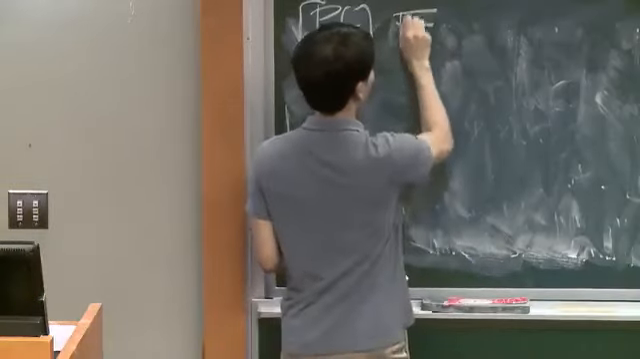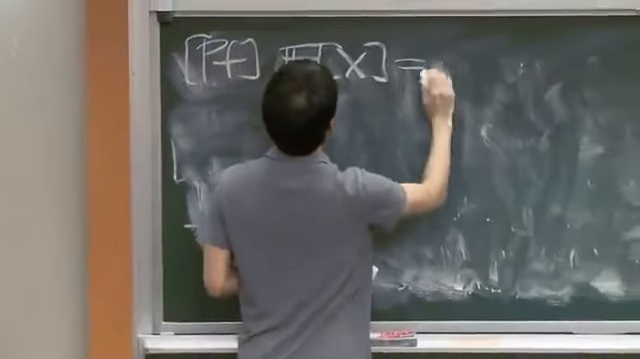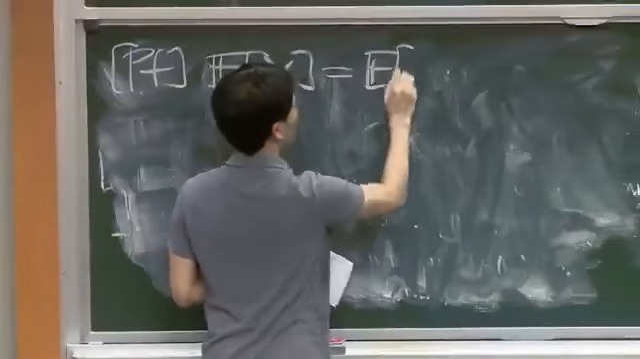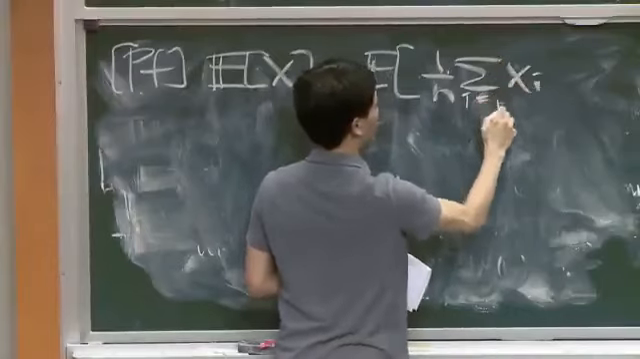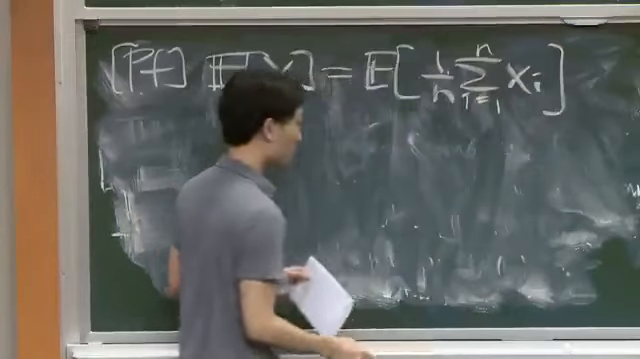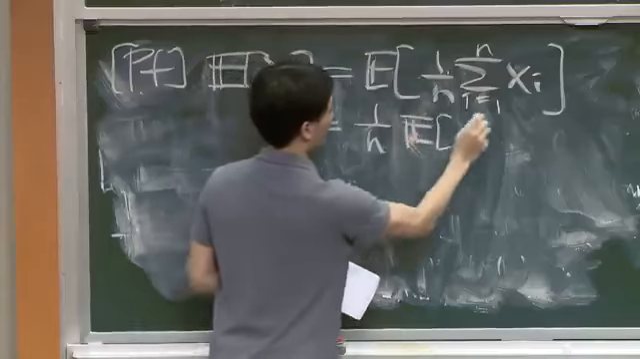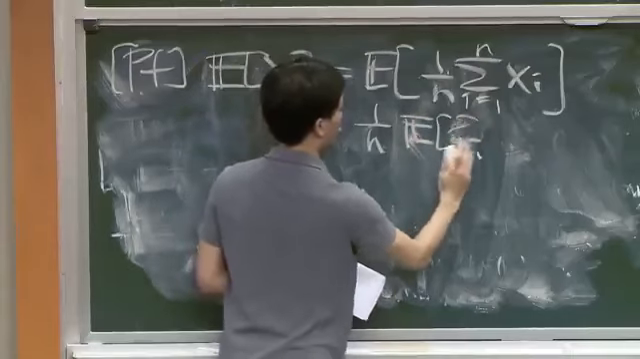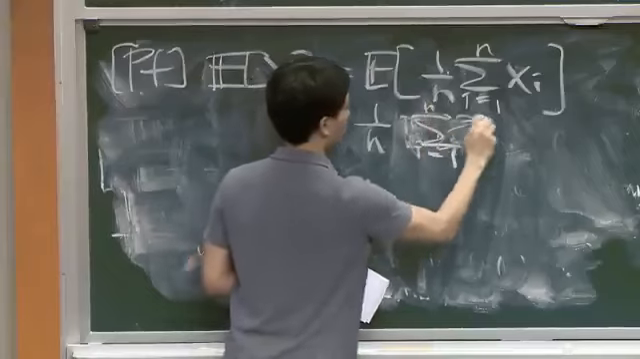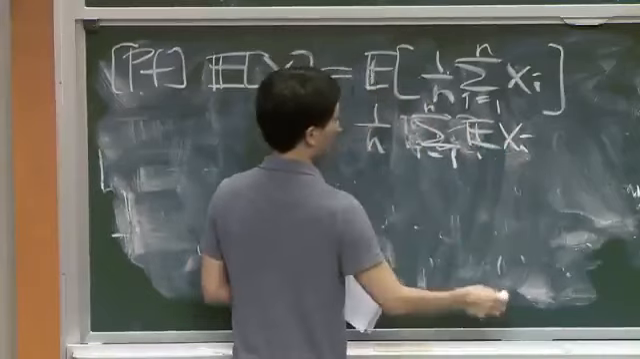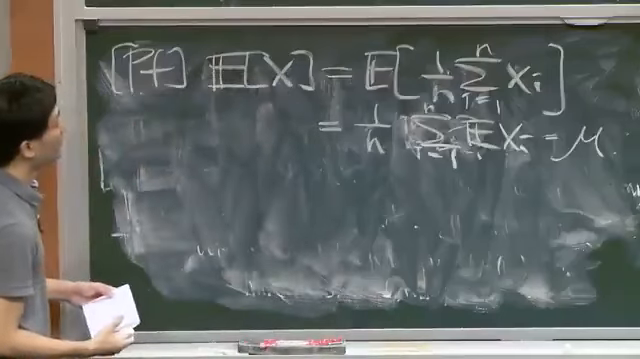Okay, so first of all, one observation. The expectation of x̄ is just the expectation of 1 over n times the sum of the xi's. And by linearity, that just becomes the sum out, and that's mu. Okay, so that's good.